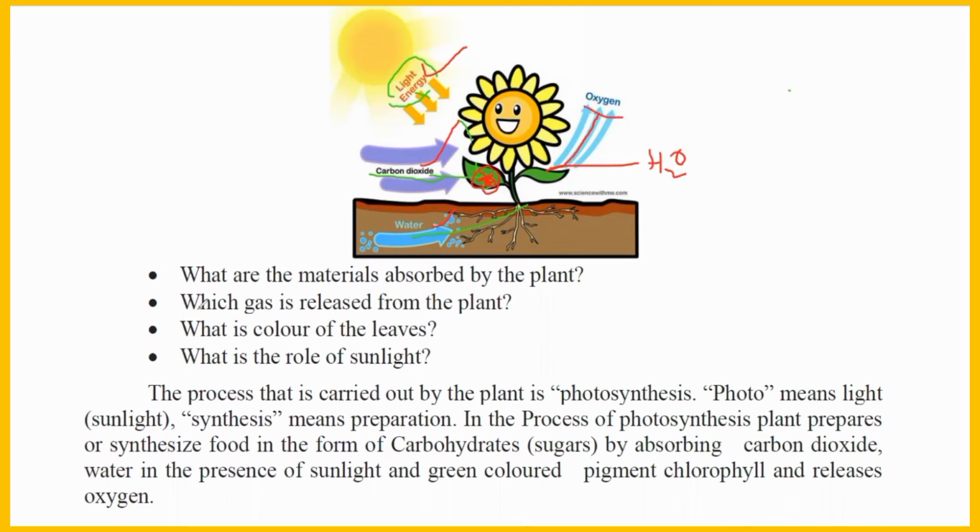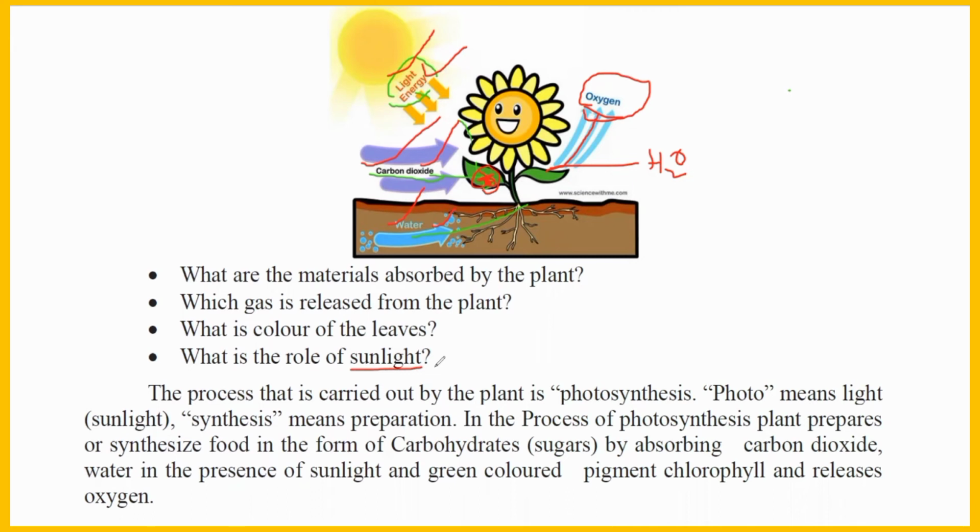So here let us give the answers for these questions. What are the materials absorbed by the plant? Plants absorb light, carbon dioxide, water. Which gas is released from the plant? Oxygen is released from the plant. What is the color of the leaves? Green. What is the role of sunlight? Sunlight is the main source of energy.